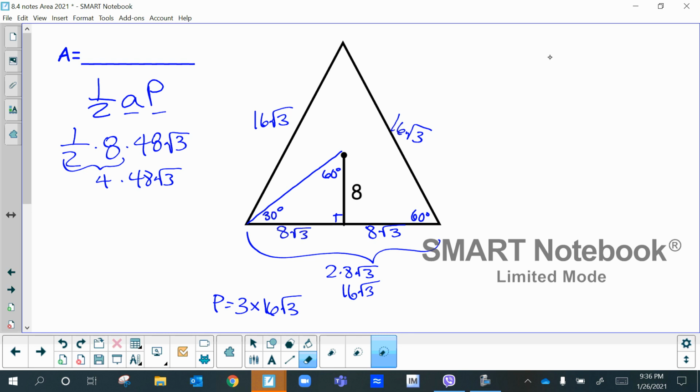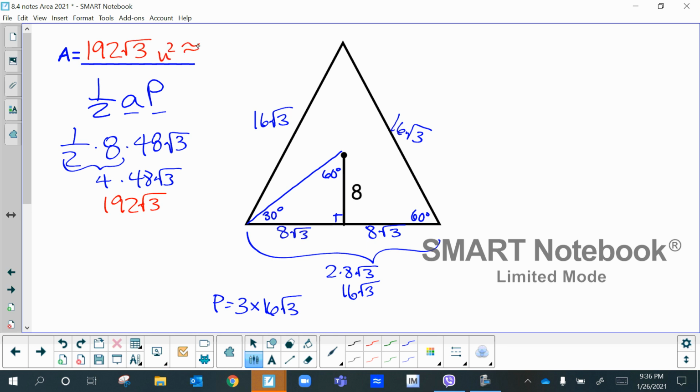All right, so 4 times 48, let's use the calculator again. 192. Oopsie. So 192, and I'm not going to multiply the radical 3, I'm going to leave it in radical form. So 192 radical 3 units squared.